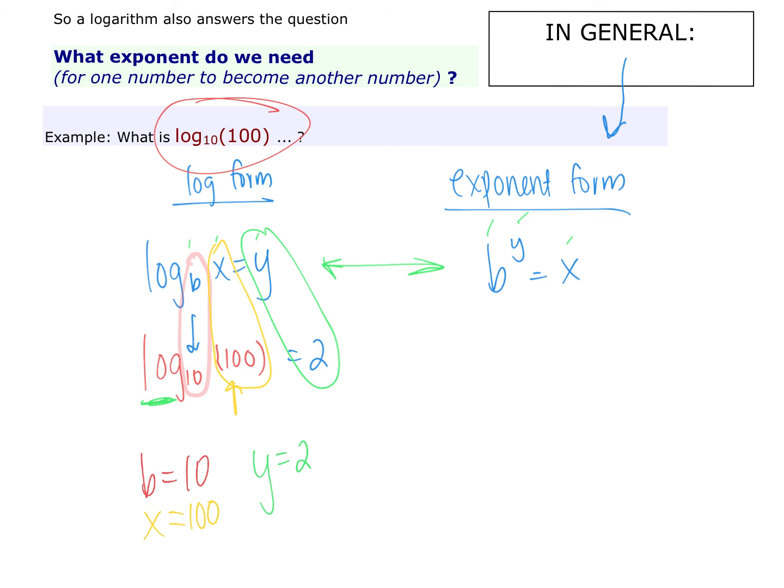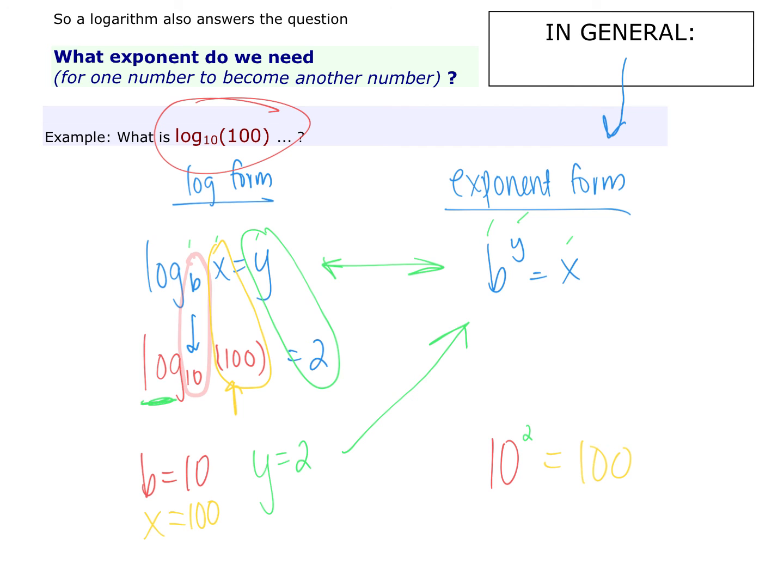Because I have b, y, and x, I can make it look just like this, right? So now my b is my big number, so I have 10. My y is my exponent. And then my x will now be my answer. And these two things can transform into one another.